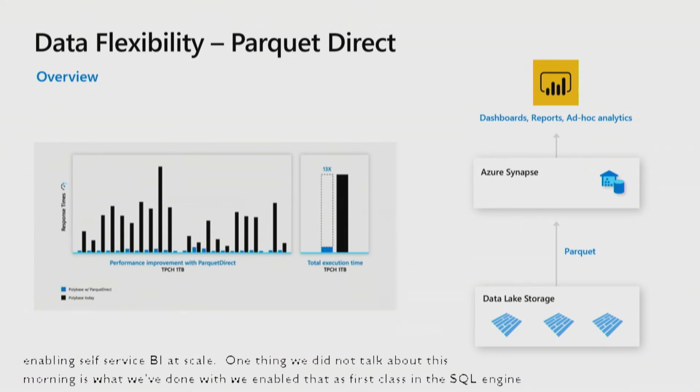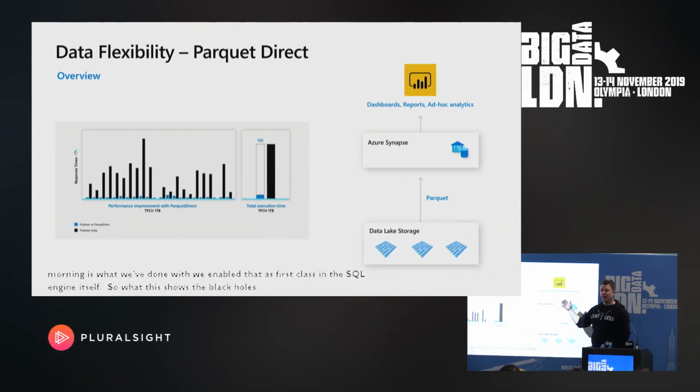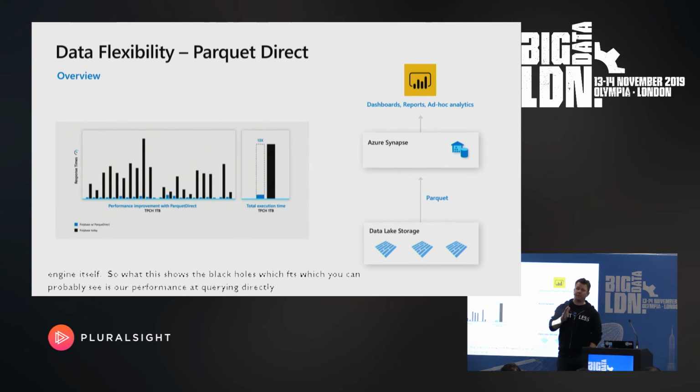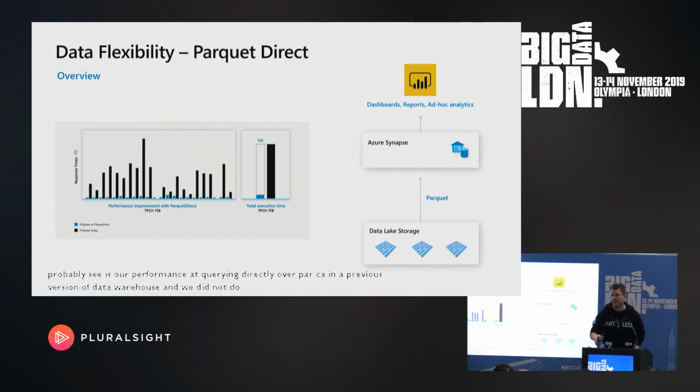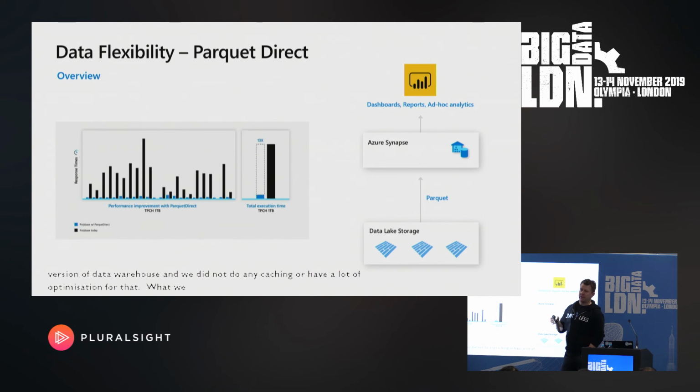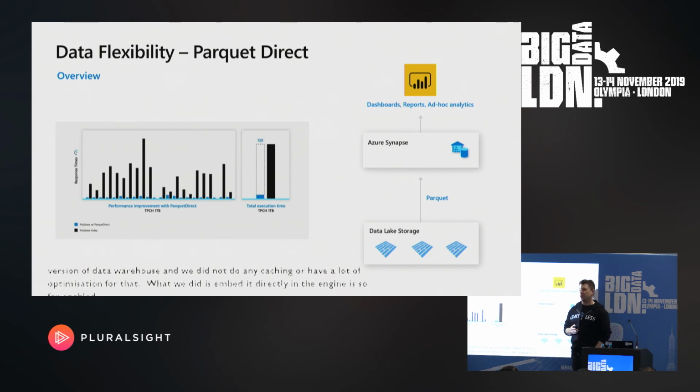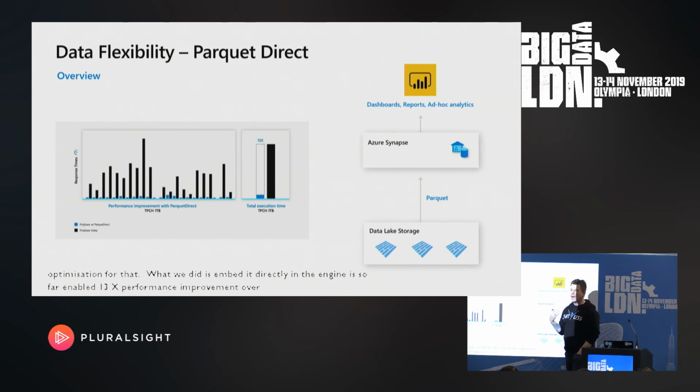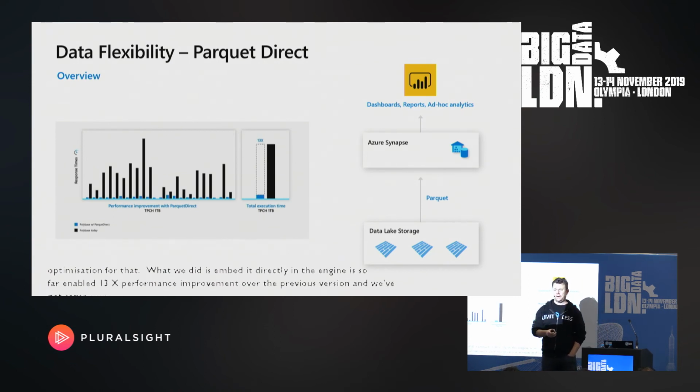What this shows, the black columns, which you probably can see, is our performance at querying directly over Parquet in the previous version of Data Warehouse. We didn't do any caching, and we didn't have a whole lot of optimization for the Parquet type. What we did with Parquet Direct by embedding it directly in the engine is so far we've enabled a 13x performance improvement over the previous version, and we've got some more optimizations that we're going to continue to burn in.